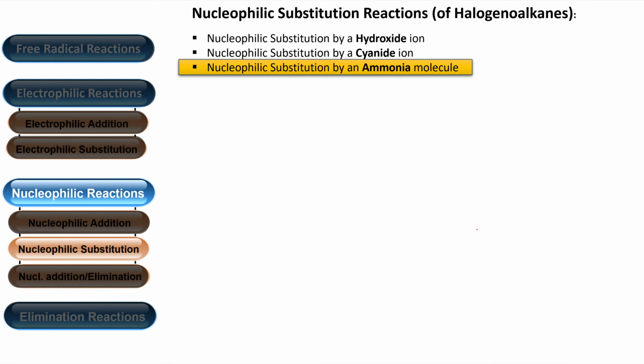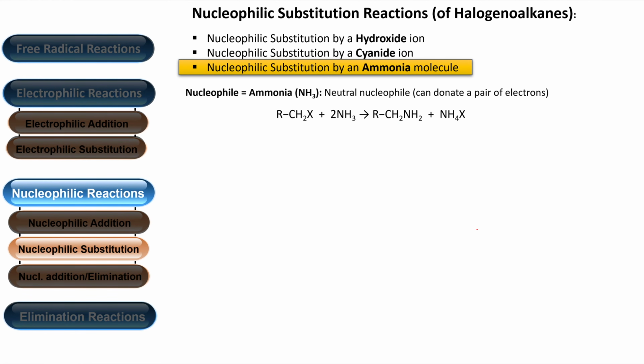And our final example is the nucleophilic substitution by an ammonia molecule. So the nucleophile here is ammonia. It's important to note that ammonia is a neutral nucleophile because it can donate a pair of electrons. So the general reaction would be that when the halogenoalkane reacts with ammonia, the halide is substituted by the NH2 group.